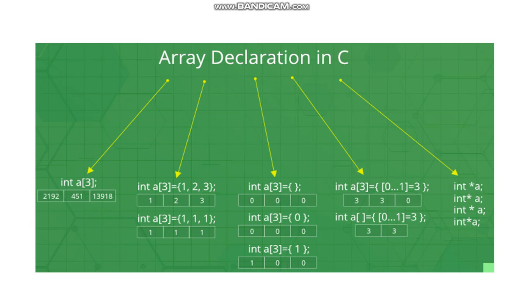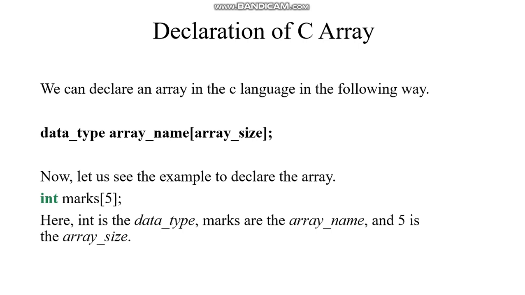Arrays can be declared in different forms. You can see here int a of 3. This is one method. Another method, we are going to see all these in detail. The general form of declaring an array is data type followed by array name, and in square brackets, the array size is to be given. Look at the example. The data type is integer. It might be any primitive data type: integer, float, character, double, and then followed by the array name.